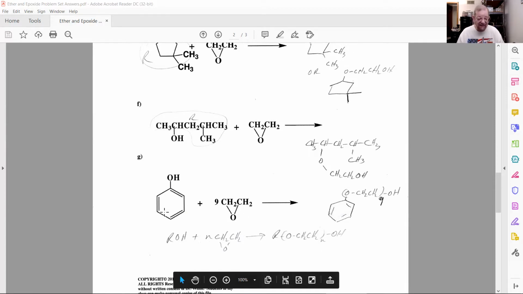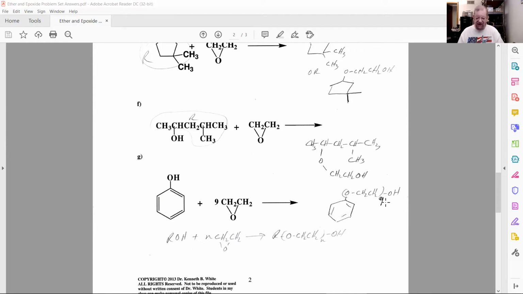What's R? Benzene ring. What's n? 9. So I have my benzene ring to the OCH2CH2 in the bracket, subscript 9, and the hydroxyl group is on the outside. Listen closely. Common mistake, students put the hydroxyl inside the bracket. Wrong. It doesn't go inside. No such thing exists. It has to go outside the bracket like I have there.